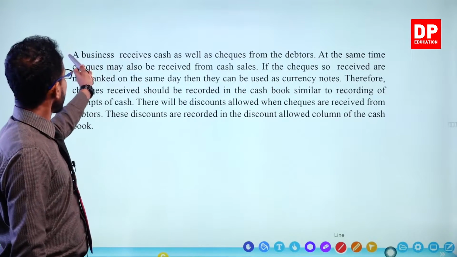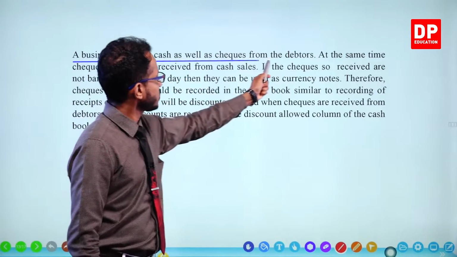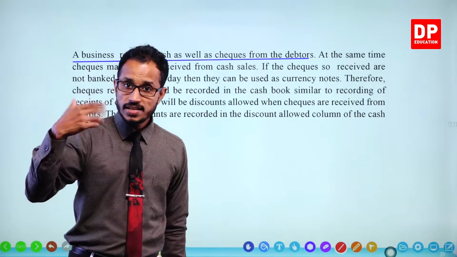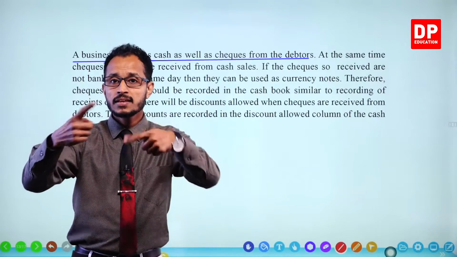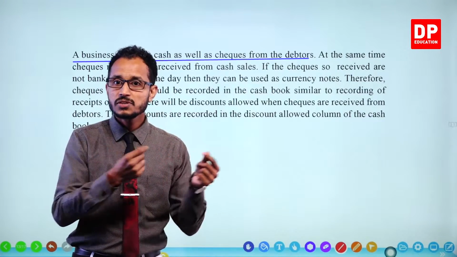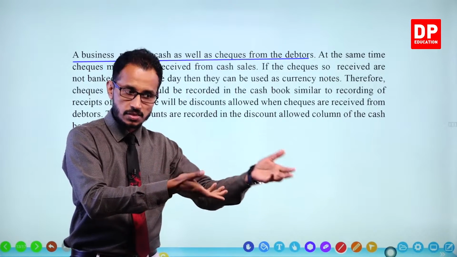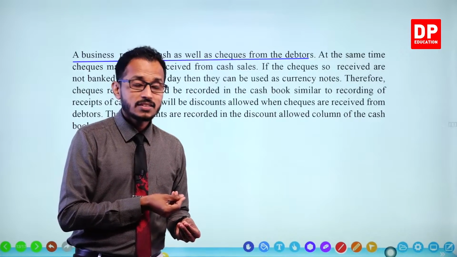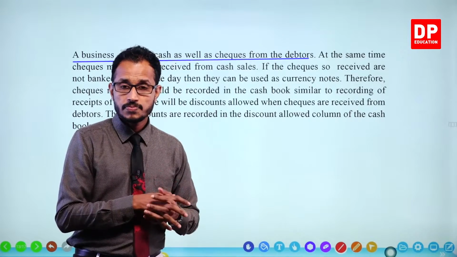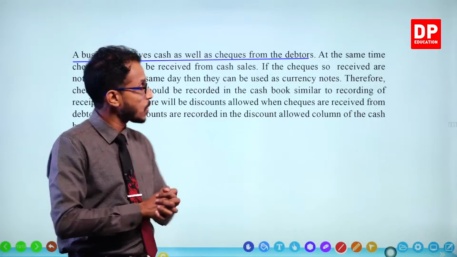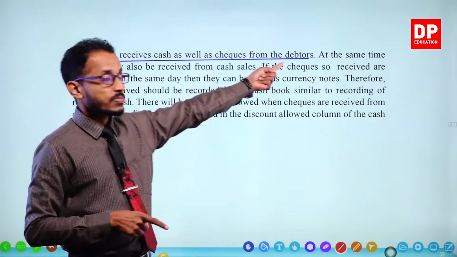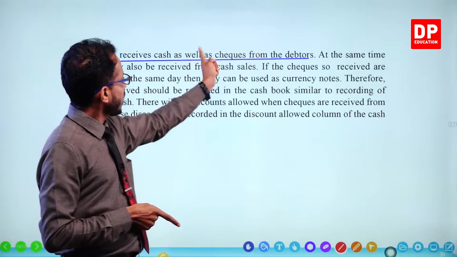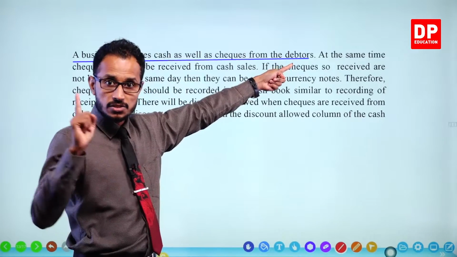A business receives cash as well as checks from debtors. When debtors bring in cash, we accept cash, thankfully. As well as that, we should accept checks too. That's what it says here. A business receives cash as well as checks from debtors.